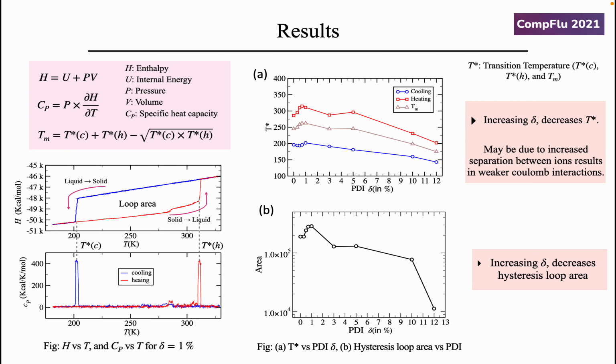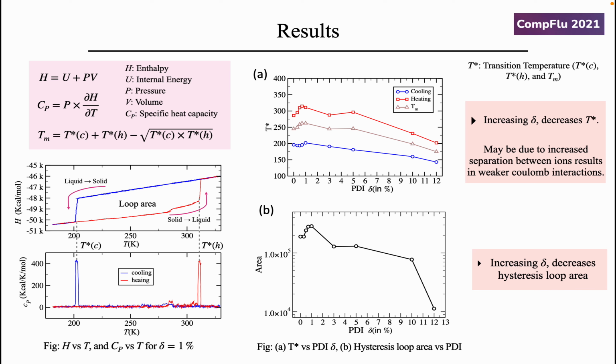Results analyzed include tracing of the hysteresis loop by plotting enthalpy versus temperature as well as specific heat versus temperature, where enthalpy and specific heat are given by these two formulas on the left top. From here, the transition temperatures, namely on cooling as well as on heating, are determined, and the theoretical melting temperature is determined using this formula, Tm.